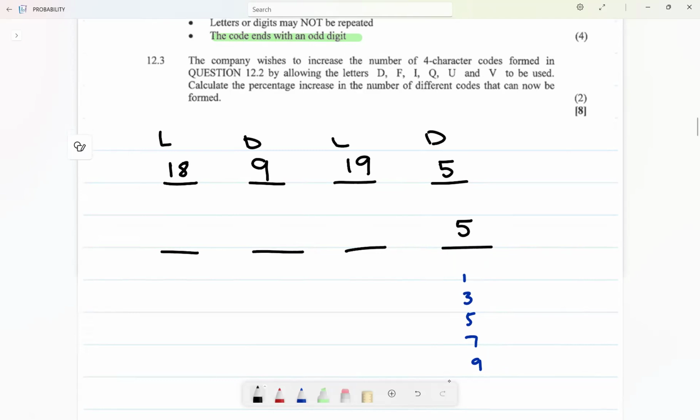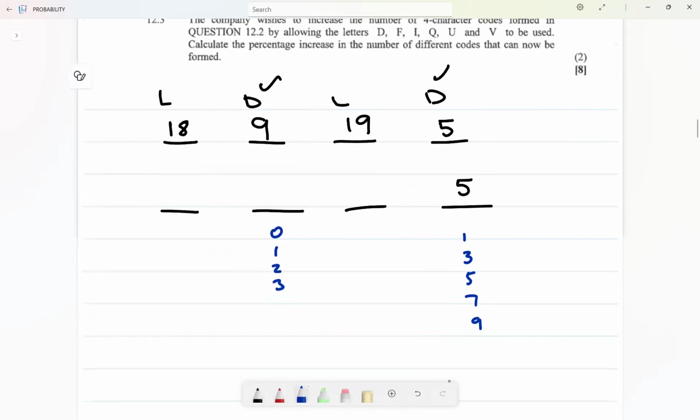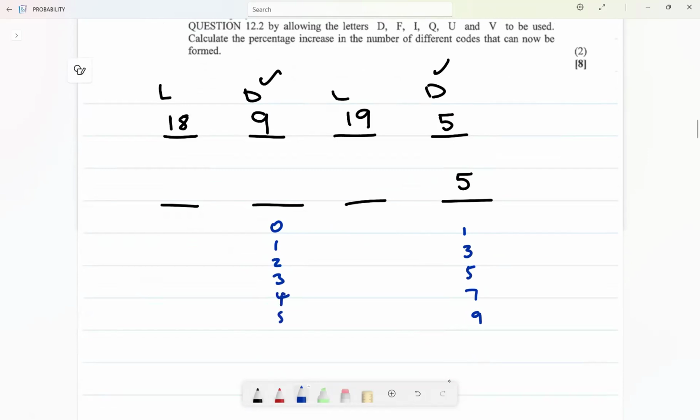Let's move on to the next digit. Let's focus on the digits for now. How many digits do I have in total? Because can you see they did not restrict the second position. It did not have any restriction. So the digit can be 0, 1, 2, 3, 4, 5, 6, 7, 8, 9.